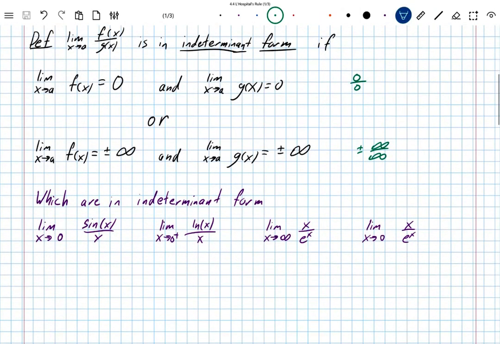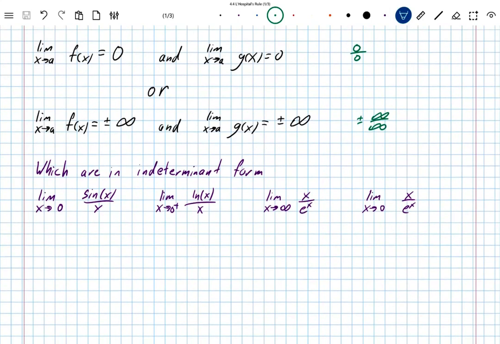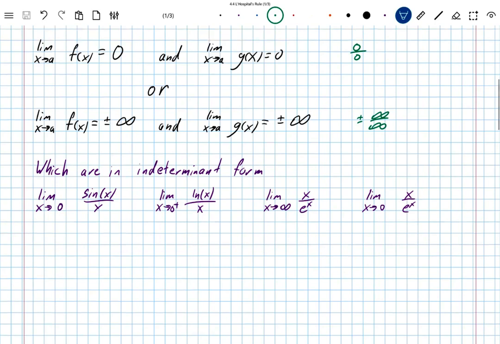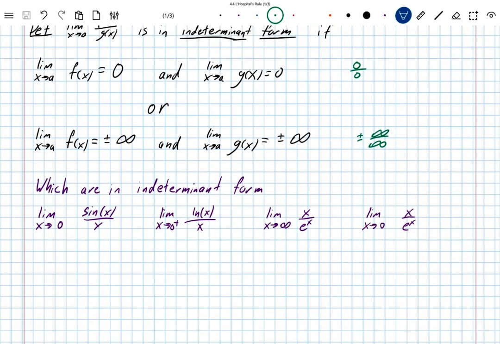Which of the following are in indeterminate form? Your first problem from this section. Take a second, see if you can tell. I'm going to cruise on right ahead. Sine of x over x, this looks like, well, if I plug in 0 into sine, I get a 0. If I plug in x into 0, I get a 0. Boom, that is indeterminate form.